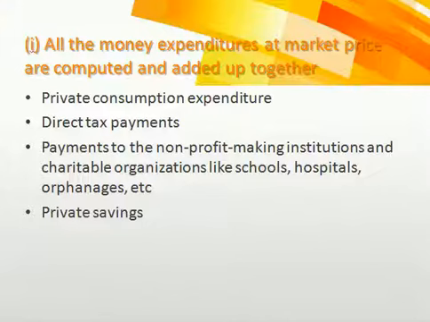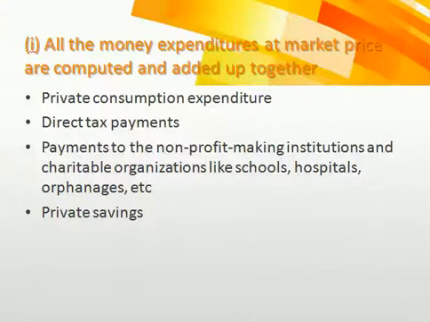All the private consumption expenditure, direct tax payments, payments of non-profit making institutions and charitable organizations like schools, hospitals, orphanages, any private savings. So all these expenditures are taken at market price. Basically, this expenditure method says whatever expenses the population of that country is incurring, all the monetary values which the population of the country is spending, all these things will be taken and then added together to find out the national income.